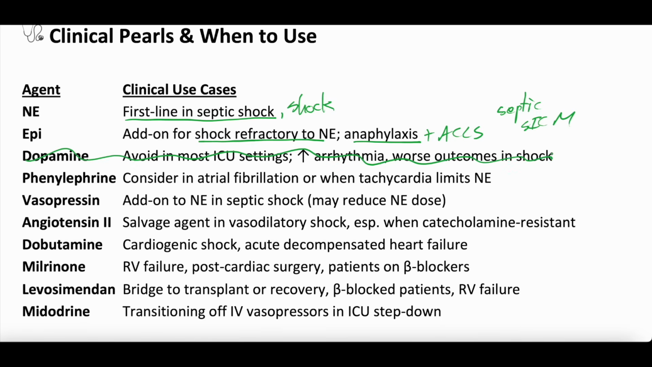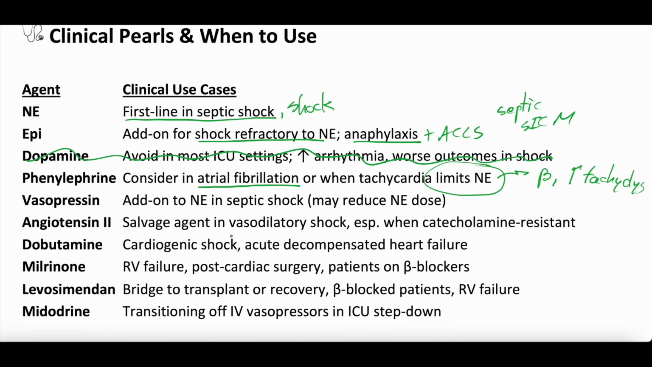The one time in which I suppose you could consider it would be low-dose dopamine, 2 to 10 micrograms per kilogram per minute, in patients with bradycardia. Phenylephrine, we're not huge fans of in general, but some people do use it if you have a patient in shock with tachydysrhythmias, like septic shock with atrial fibrillation with RVR, because it might limit the amount of norepinephrine you use, and norepinephrine or anything with beta effects is going to increase your tachydysrhythmia risk.